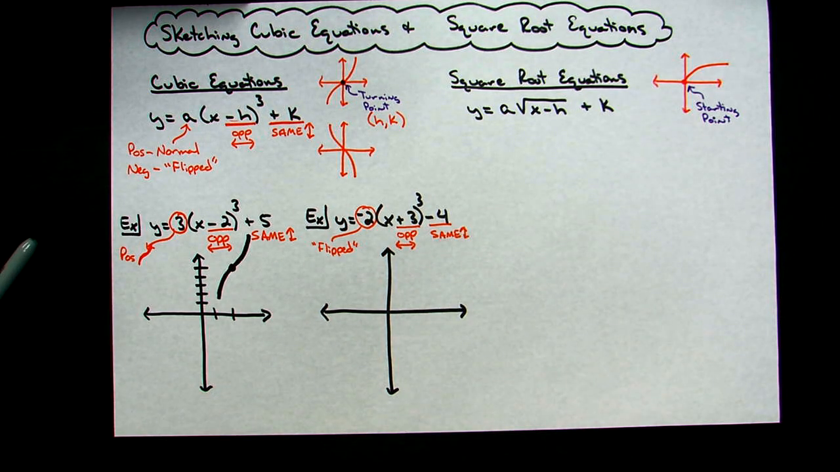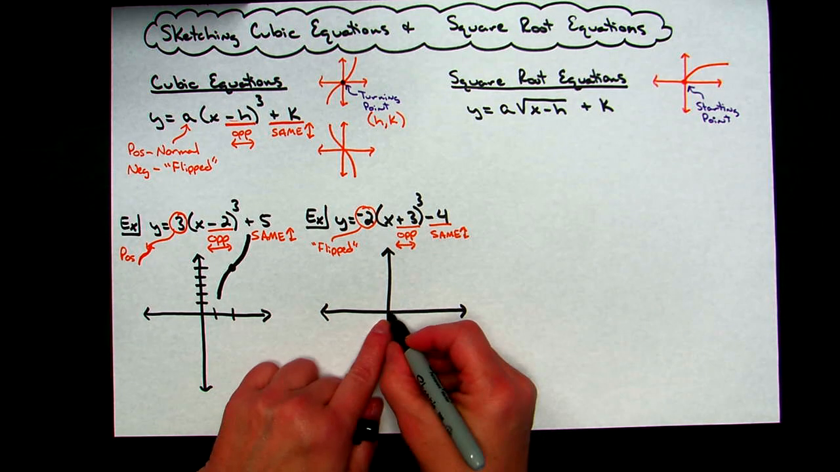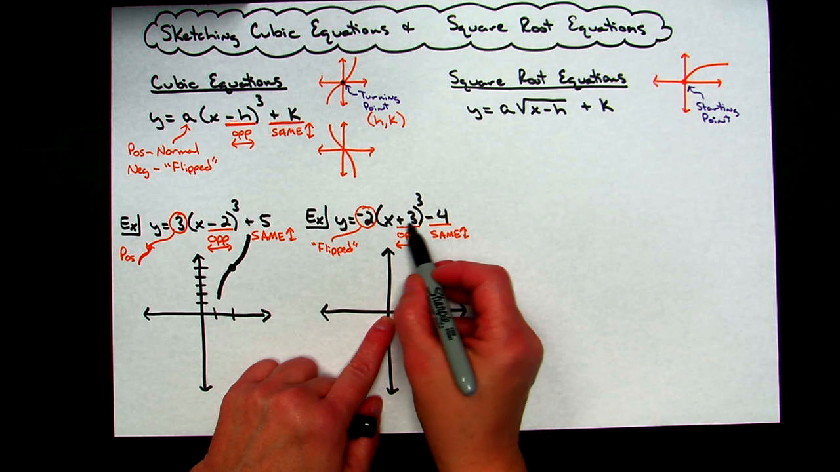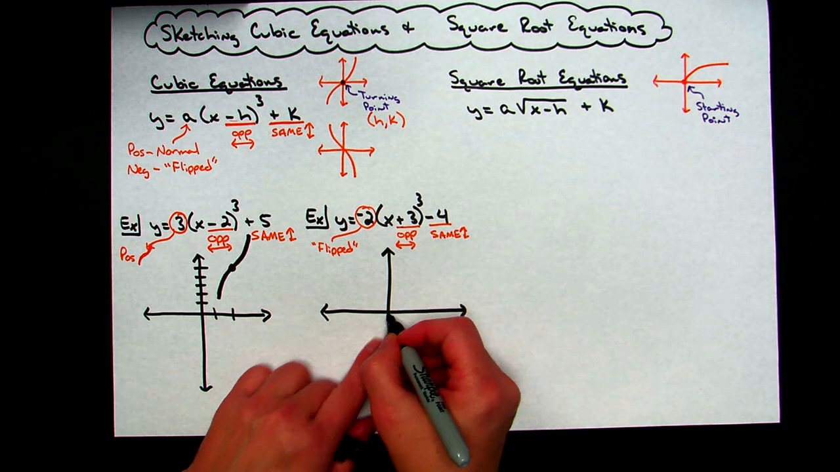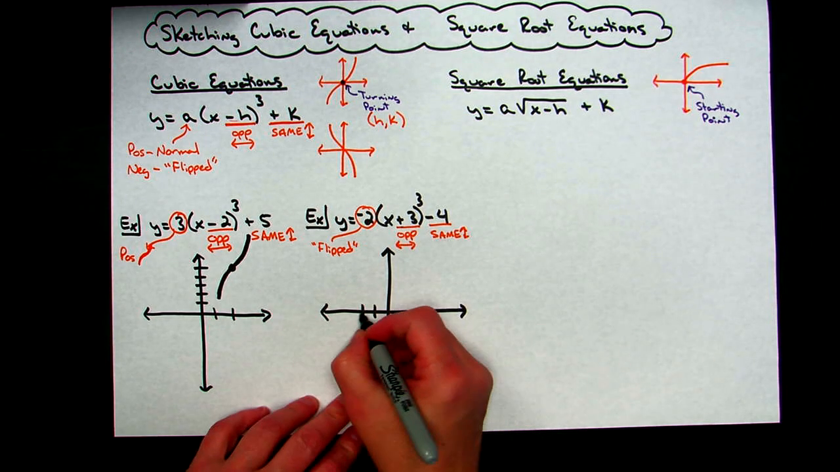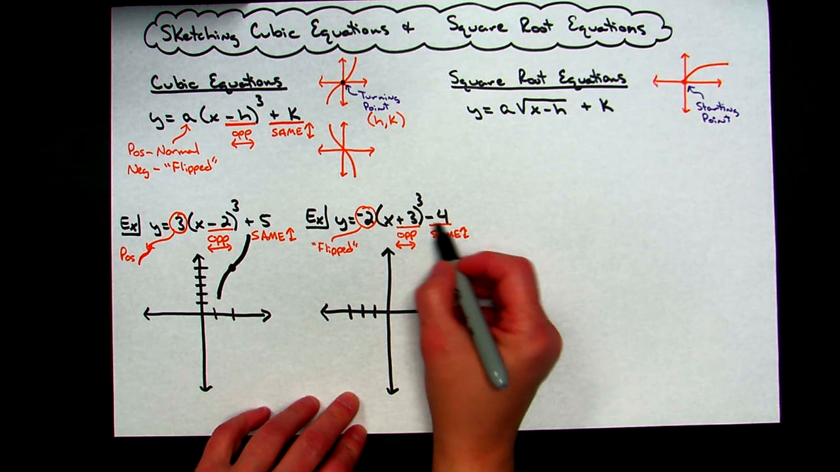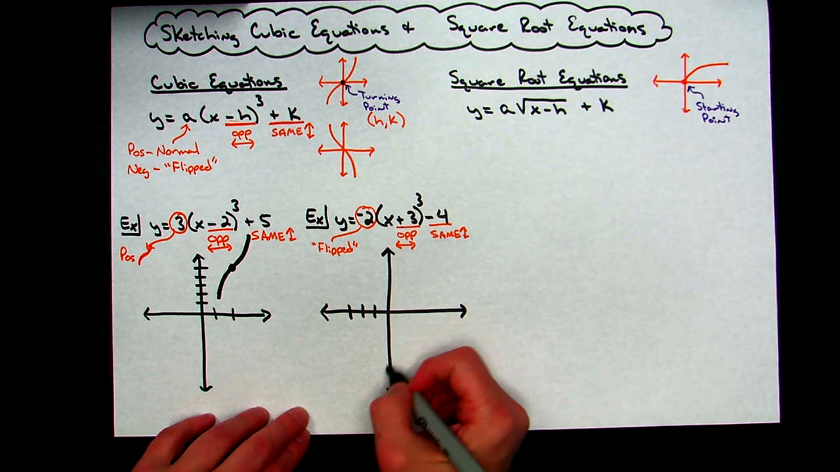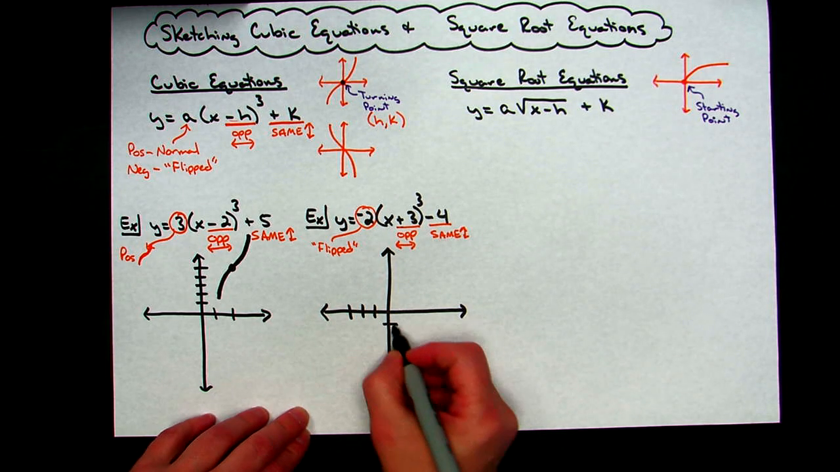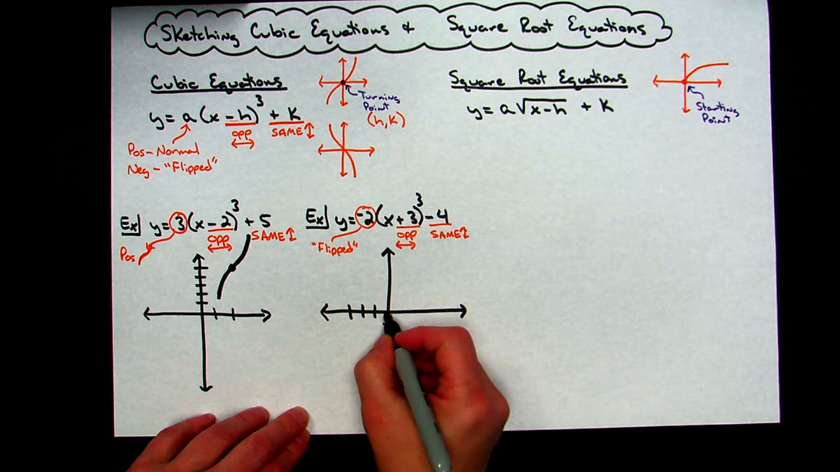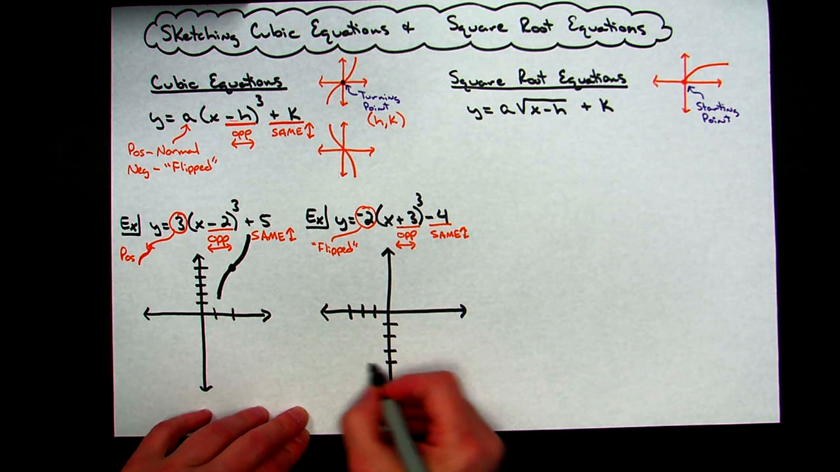I'm going to start at the origin, and I'm going to do the opposite of what I see right here. It says +3, so I'm going to shift 3 to the left. 1, 2, 3. And the -4 out here is going to tell me to shift down 4, so I went 1, 2, 3, 4. So I went to the left 3 and I went down 4.